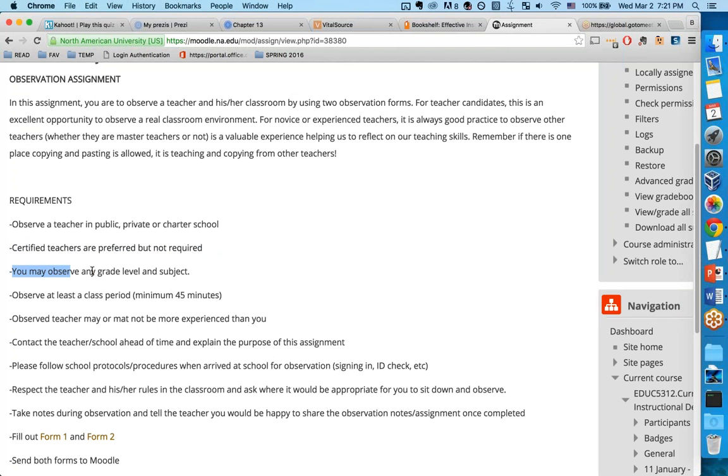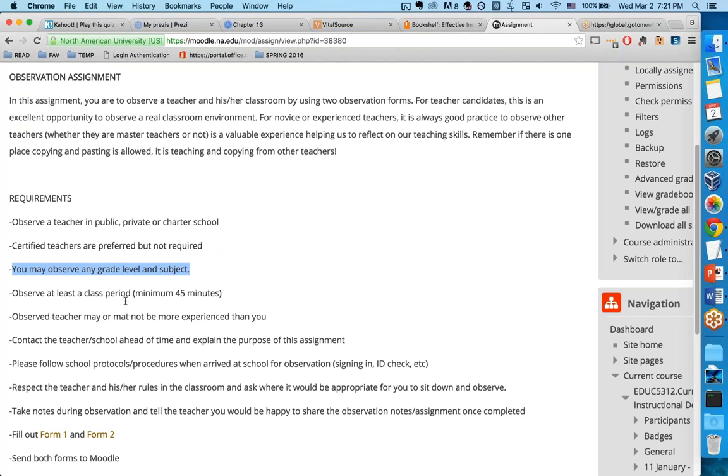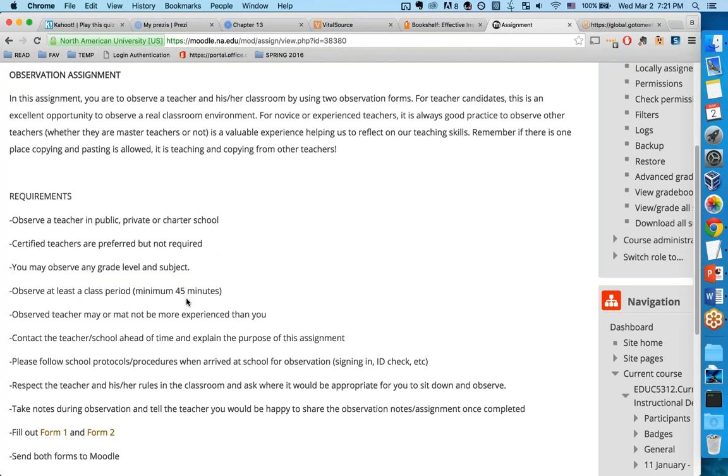You may observe any grade level, including kindergarten, and any subject. All subjects are acceptable. I would say including supplementary courses such as art, music, PE, and any other supplementary courses are also acceptable, as long as there's teaching going on. Observe a classroom or a class period for at least 45 minutes. In some cases, if the school is using 40-minute periods, it would also be acceptable, but typically your periods will be 45 minutes.